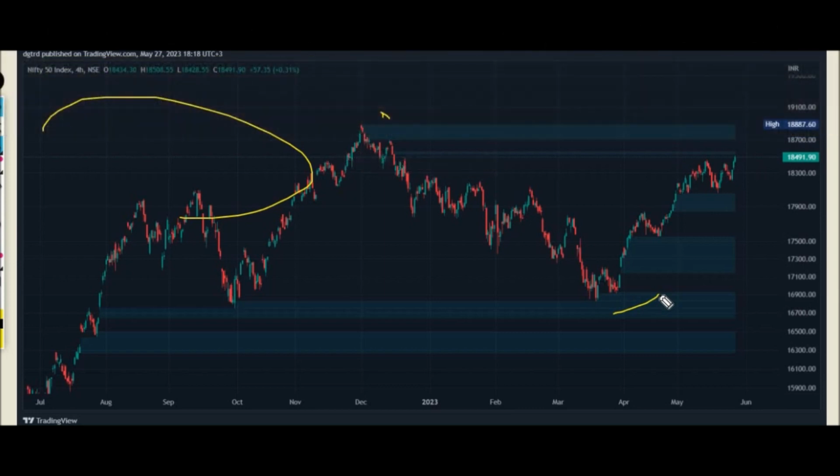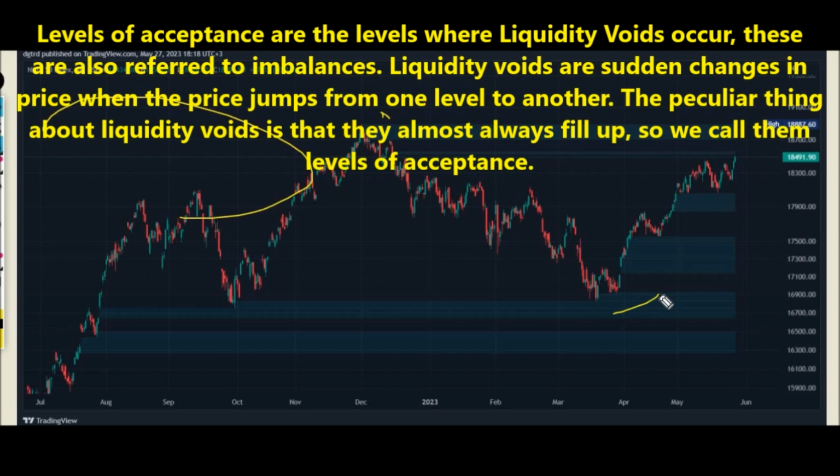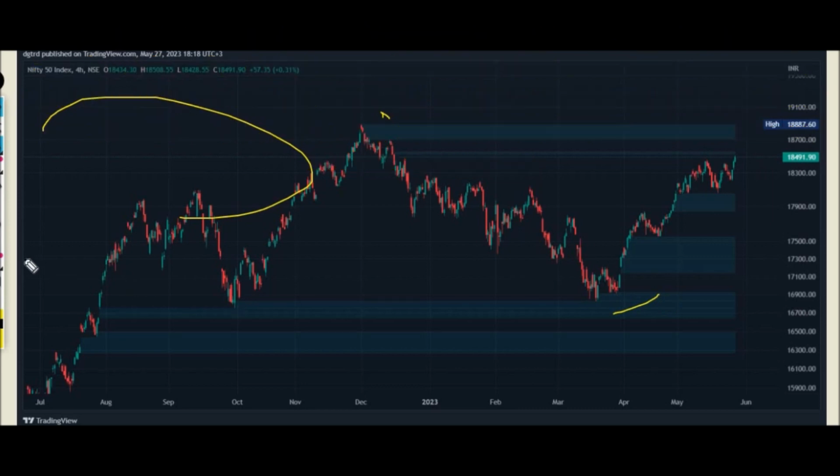And as well, levels of acceptance are the levels where liquidity voids occur. These are also referred to as imbalances. Liquidity voids are sudden changes in price where price jumps from one level to another. The peculiar thing about liquidity voids is that they almost always get filled, so we call them levels of acceptance. That's what you're really supposed to understand about this indicator. It carries a lot of functions. That's why I chose it, because there is a lot we can learn about this indicator.